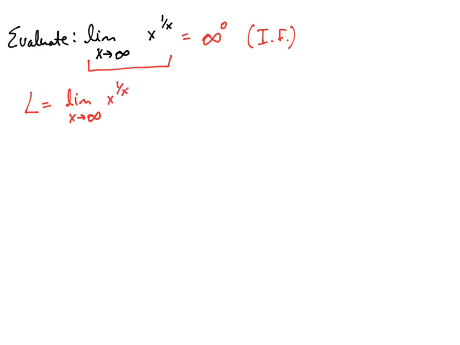Okay, and then anytime we have an indeterminate form that has an exponent in it, we want to use some of the properties of logarithms. So let's take the ln of both sides.